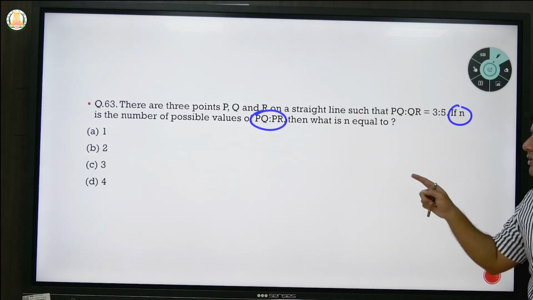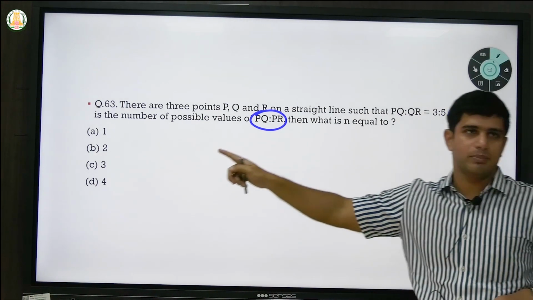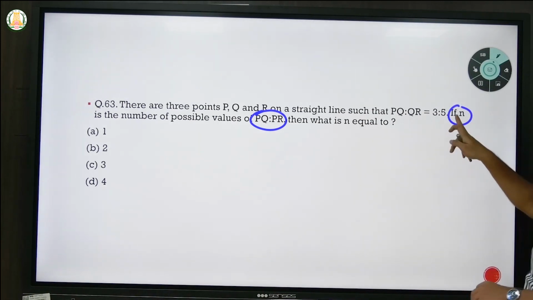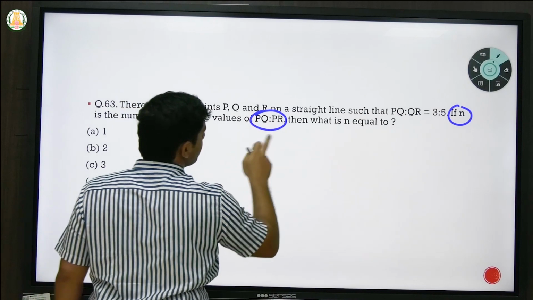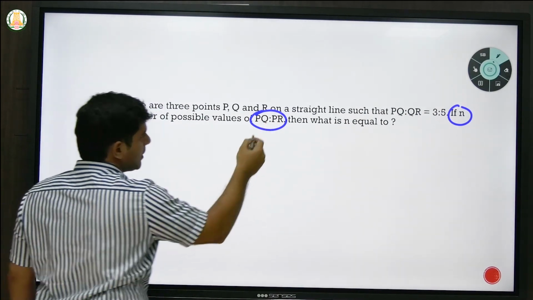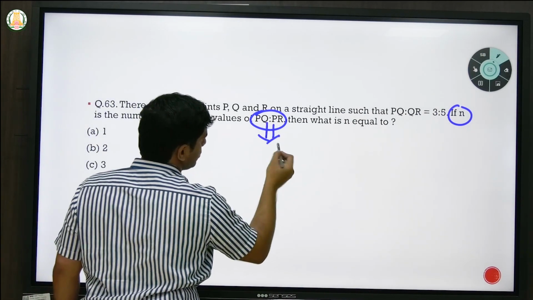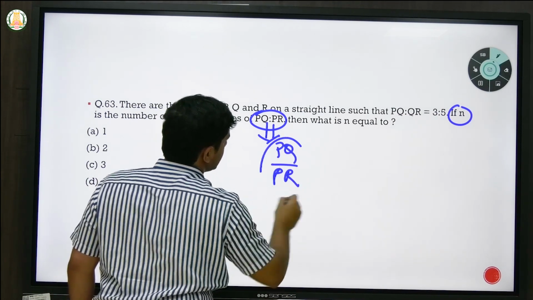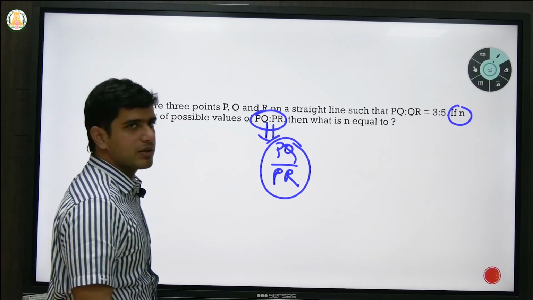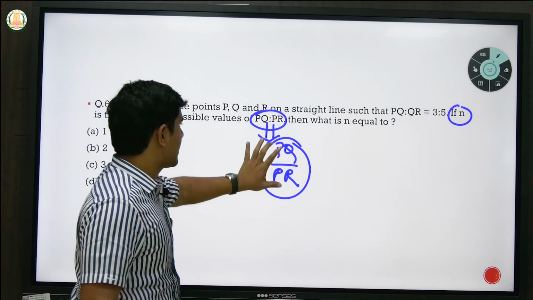So here is where you have to read the question properly. If you read properly, what is it saying? If n is number of possible values of PQ is to PR. So basically this is nothing but a ratio. You can also write this as PQ by PR. This is just a convenient form of representation. So what is he saying? This fraction will have multiple values.